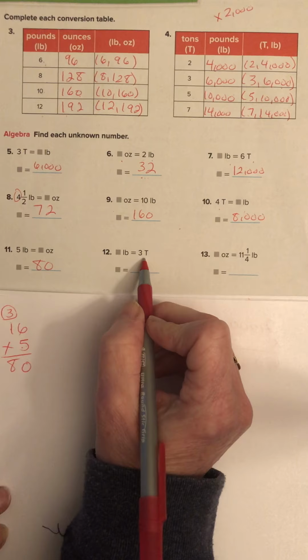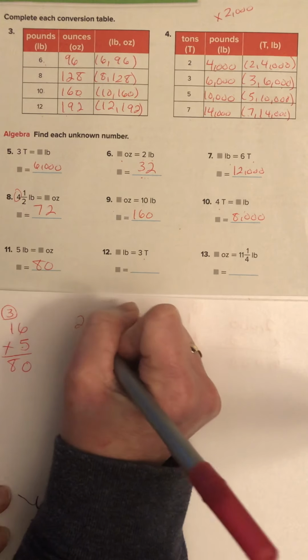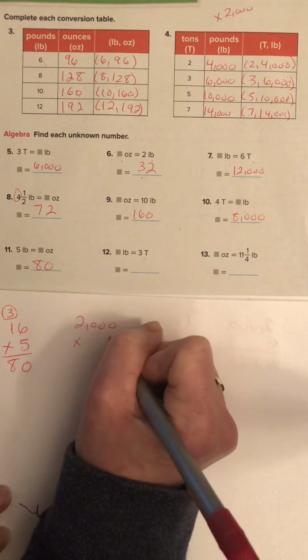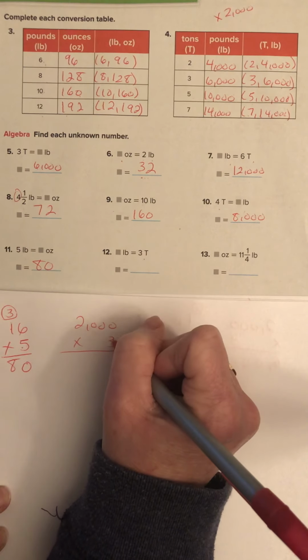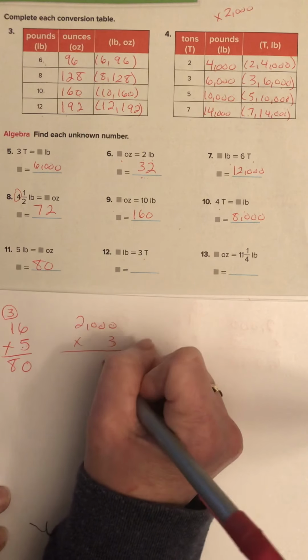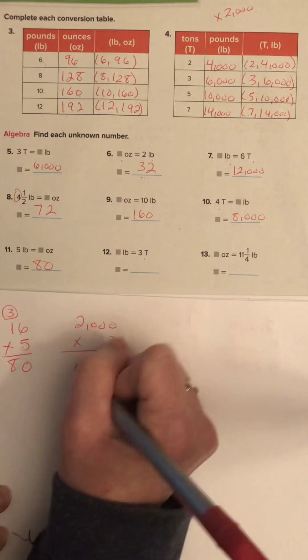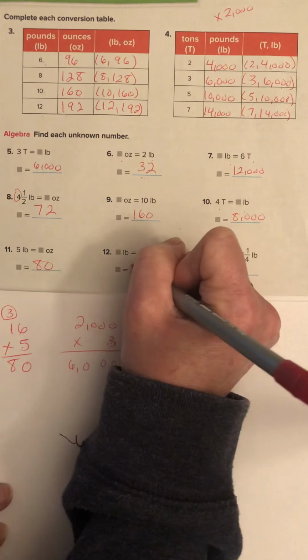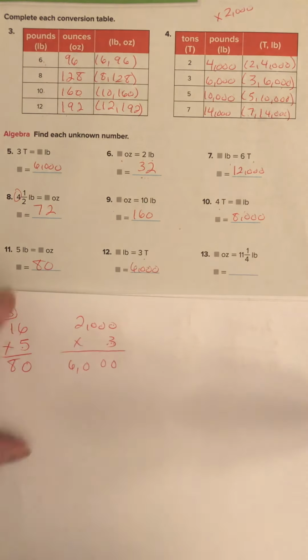Okay, now we're going from tons to pounds. There's 2,000 pounds per ton. So 2,000 times 3. 3 times 0 is 0. 3 times 0 is 0. 3 times 0 is 0. 3 times 2 is 6. So the correct answer here is 6,000.